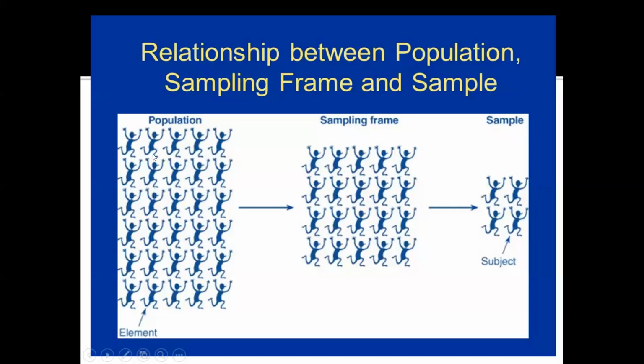So these are different units, and these are also different units. So we are basically, through sampling, trying to reduce the number of units from population to sampling frame to sample, so that our sample becomes manageable and we can conduct the study.